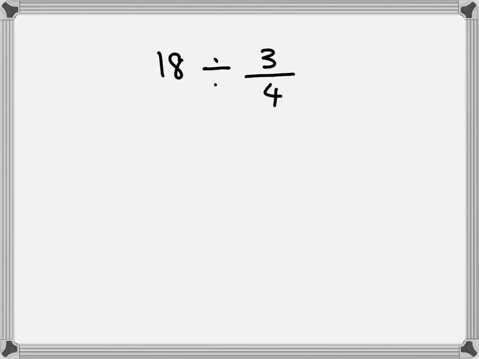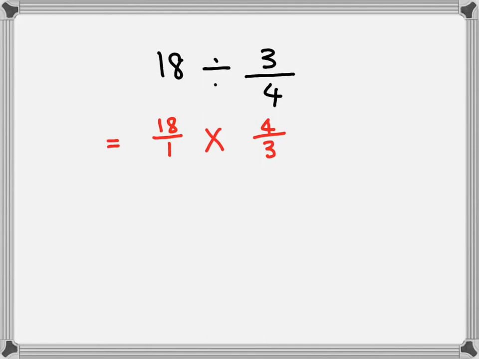Okay, I assume you're back. So I hope the first thing you did was you made 18, which is a whole number, into a fraction by putting it over 1. Then your second step was to take your second fraction and to invert it. So you wrote 4 over 3. Then your third step was to make divide into times.